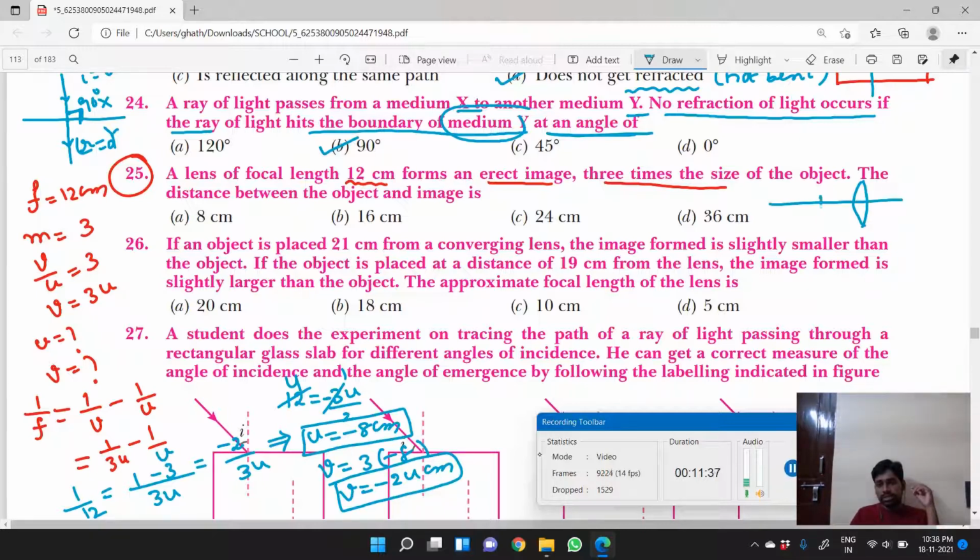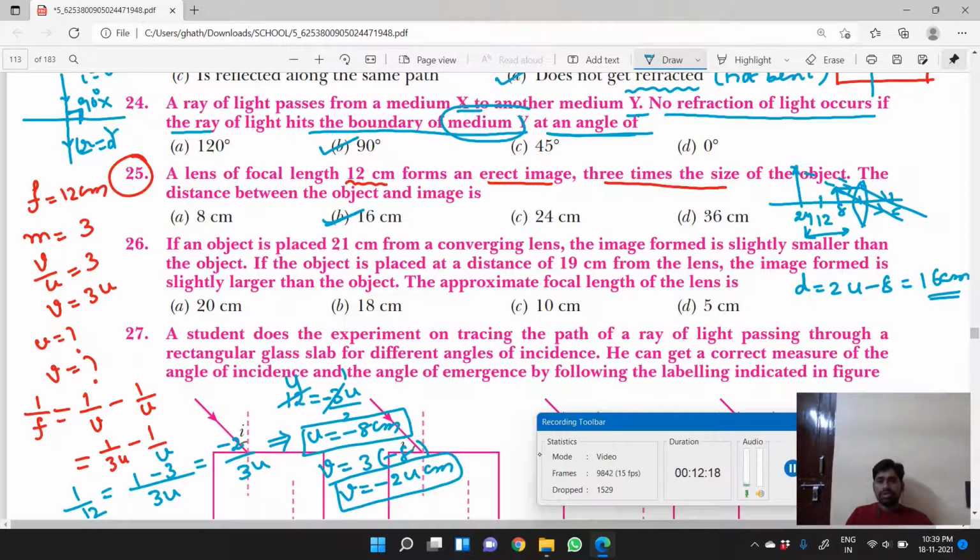If an object is placed at 8 centimeters, within the focal length, this forms a virtual enlarged image. Okay, so in that way the image is formed. So this is 8, this is 24. The gap between them is 24 minus 8, which is equal to 16 centimeters.